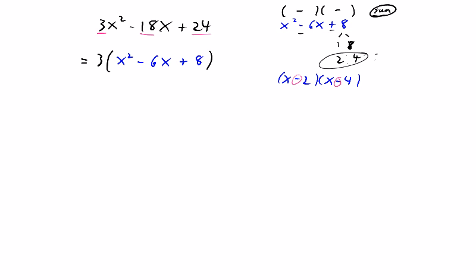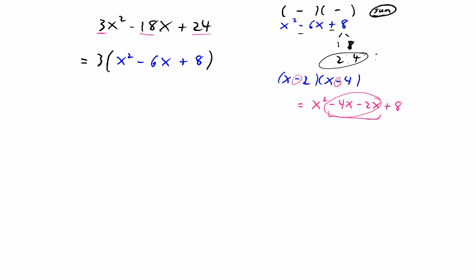Just for a quick check, you could expand this, and first terms will have a product of x squared. First times second would be minus 4x. Second times first would be minus 2x. And the second times second gives you a plus 8. Minus 4x minus 2x does match the middle term. That's the one you have to be most careful about.